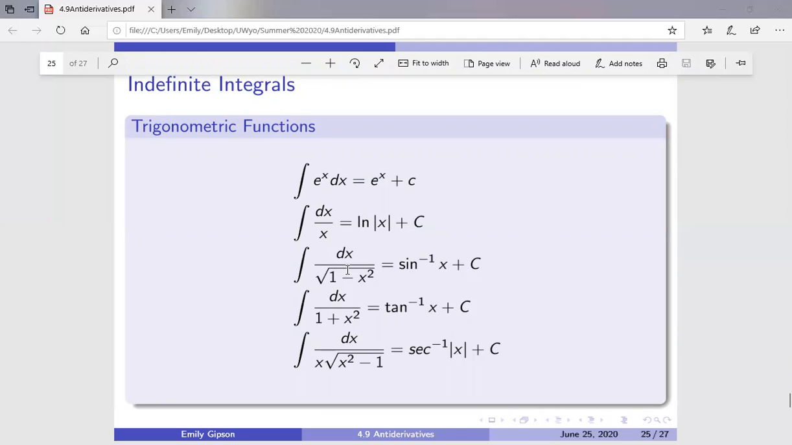The integral of dx over the square root of 1 minus x squared is sine inverse of x plus c. The integral of dx over 1 plus x squared is tangent inverse x plus c. And finally, the integral of dx over x times the quantity square root of x squared minus 1 is secant inverse of the absolute value of x plus c. So go ahead and just write these down, and you're going to just have to memorize them.